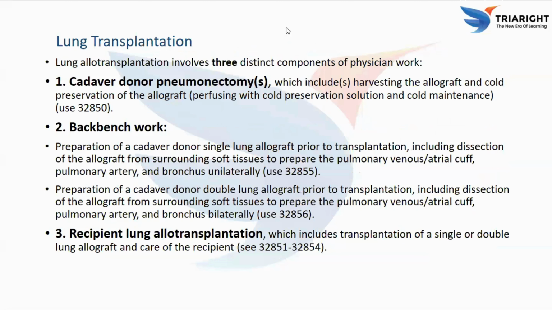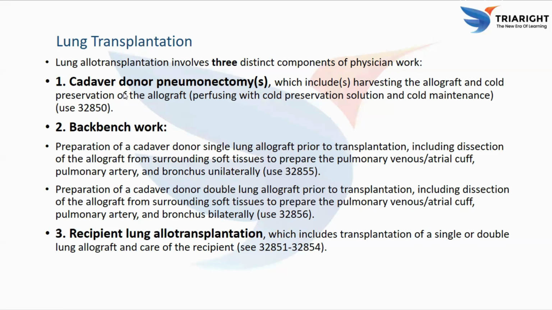Our next guidelines are regarding lung transplantation. What does lung allotransplantation mean? It means a lung from a cadaver donor is transplanted into a recipient. The physician work is divided into three distinct components. The first is cadaver donor pneumonectomy, the donor surgery, that is organ removal. The second is backbench work, organ preparation. And the third is recipient lung allotransplantation, the recipient transplant surgery. Each part has separate CPT codes.